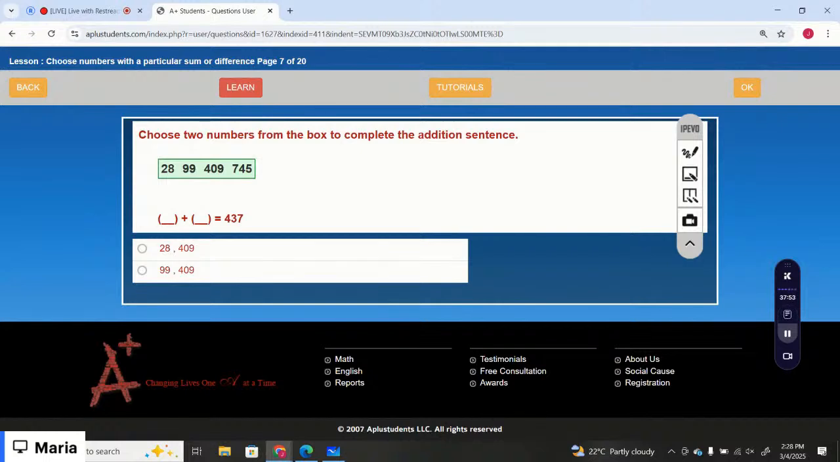Choose two numbers from the box to complete the addition sentence. Which two numbers have the sum 437? That is 409 and 28. That makes 437. Option number 1 is the correct option.